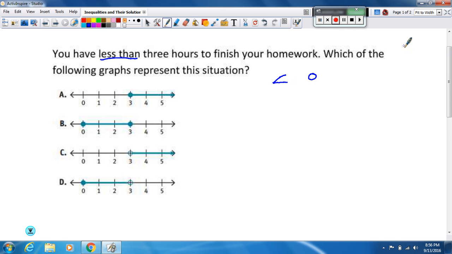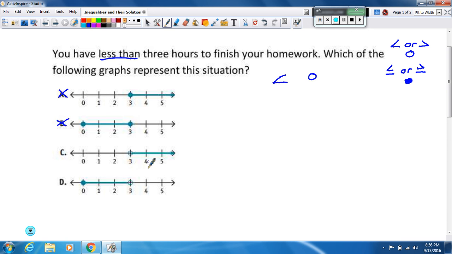Here's a summary of that. If the inequality is not underlined, it's an open circle, and if it is underlined, it's a closed circle. But in this case, it is not underlined, so we use an open circle, so it's automatically not A or B.